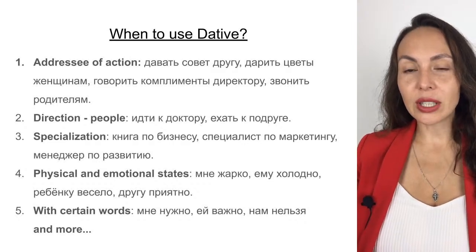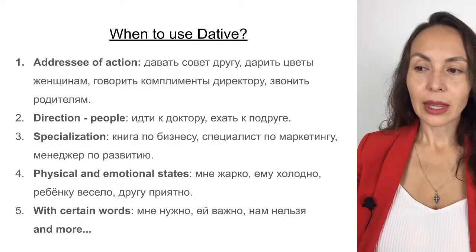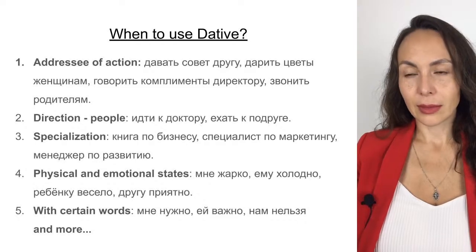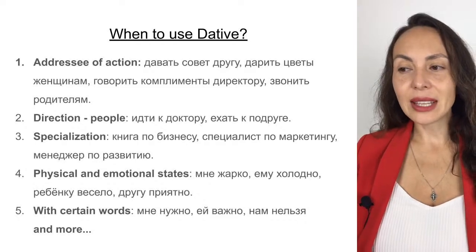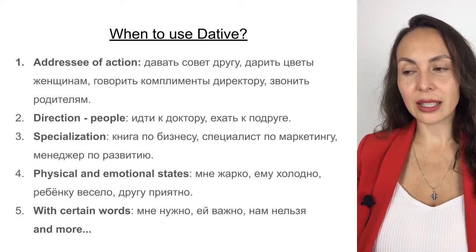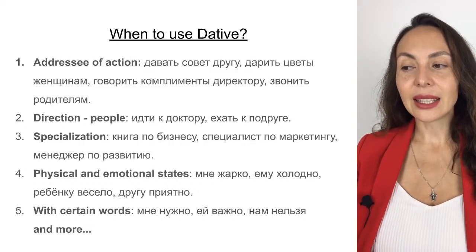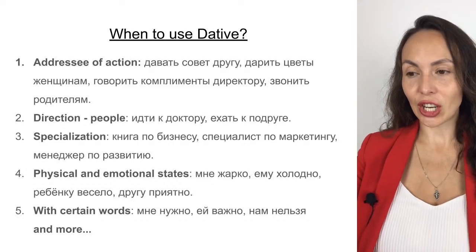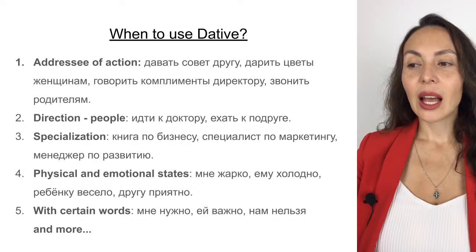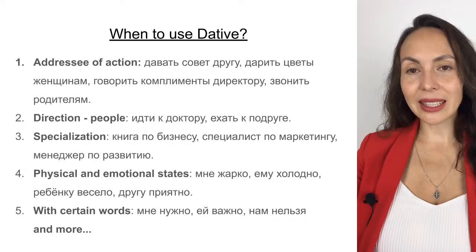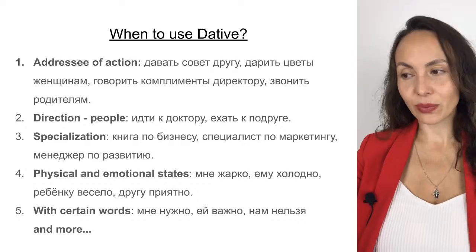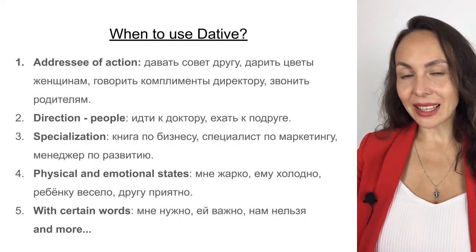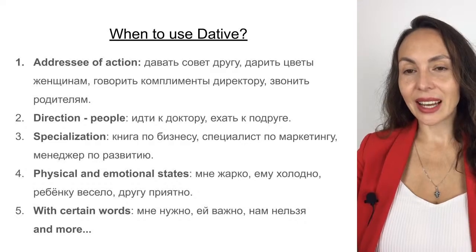When to use dative? Addressee of action. Давать совет другу. Here, другу is dative. Дарить цветы женщинам. Женщинам is the dative form. Говорить комплименты директору. Звонить родителям.